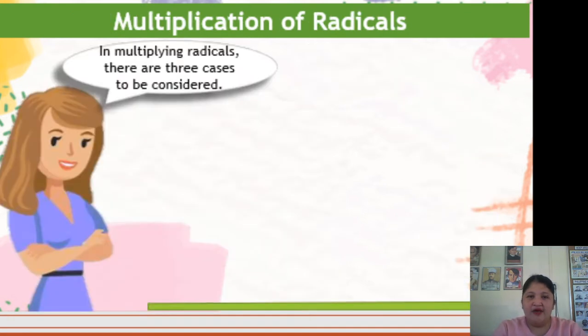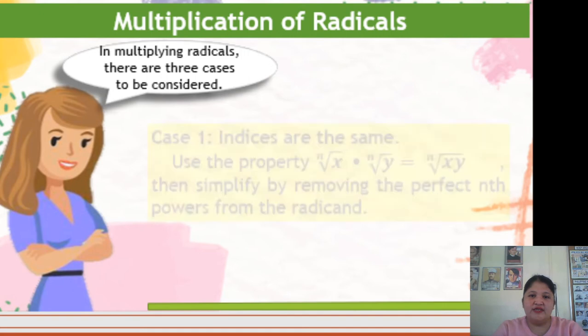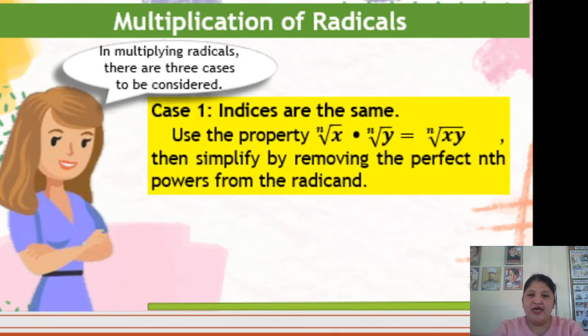In multiplying radicals, there are 3 cases to be considered. So, what would be these cases? Case 1 indicates the indices are the same. Use the property nth root of x times nth root of y is equal to the nth root of xy. Then simplify by removing the perfect nth powers from the radicand.